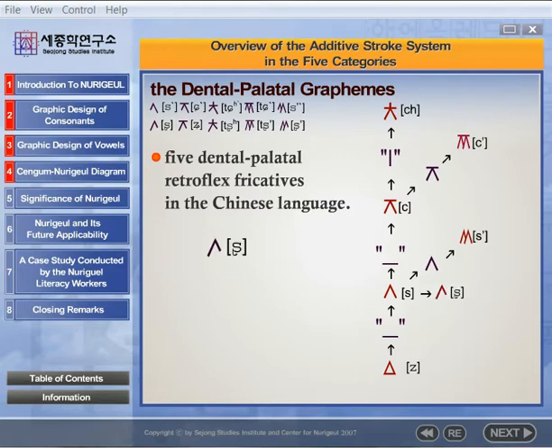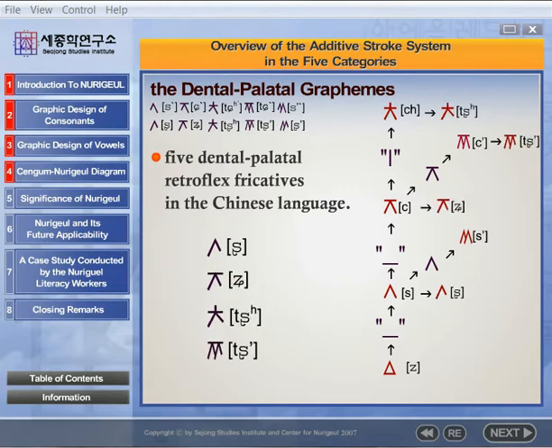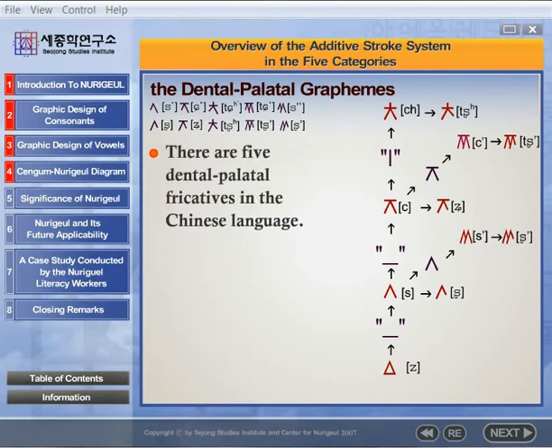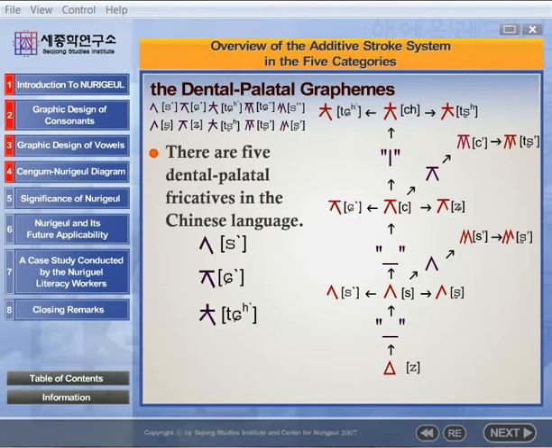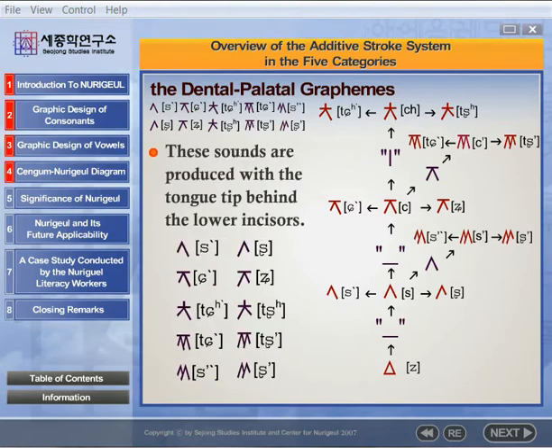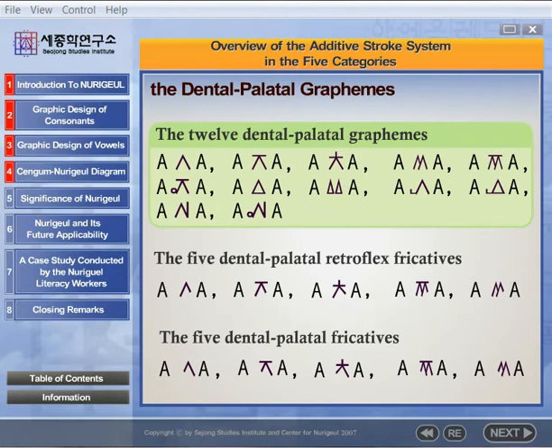They are Sh, J, Ch, J, Sh. There are 5 dental palatal fricatives in the Chinese language. They are S, J, Ch, J, S. These sounds are produced with the tongue tip behind the lower incisors. Now, let's practice the 12 dental palatal graphemes.